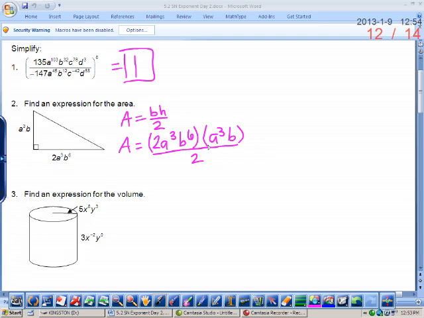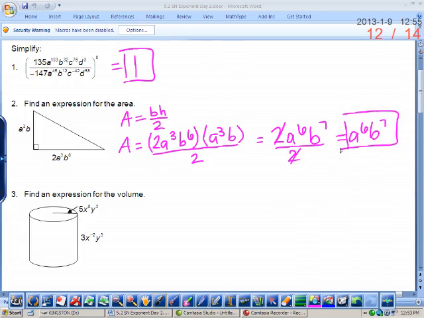Okay. Guys, I need the side conversations to stop. All right. Let's go ahead and simplify the numerator. So this would be 2 a cubed times a cubed is a to the 6th, b to the 7th over 2. Your 2's cancel. You should have gotten a to the 6th, b to the 7th.